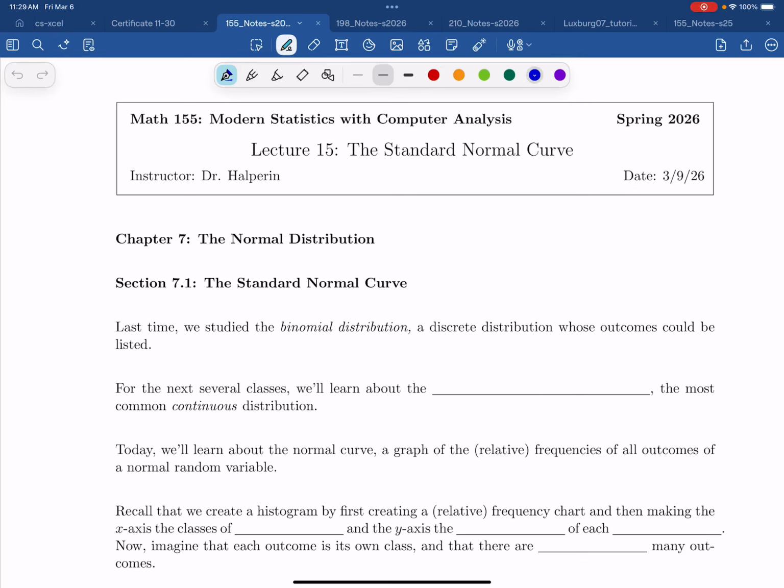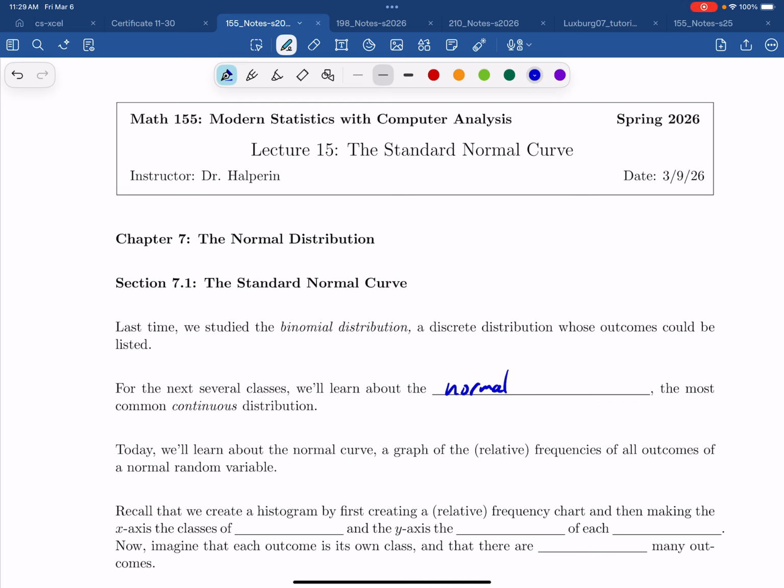This is Chapter 7, the normal distribution, and today we'll be looking at Section 7.1, the standard normal curve. This is a bit of a break from what we were studying the last few times, where we were looking at discrete distributions. Now we're going to be looking at a continuous distribution, namely the normal distribution, and we're going to be pretty much focusing on this for most of the rest of the semester.